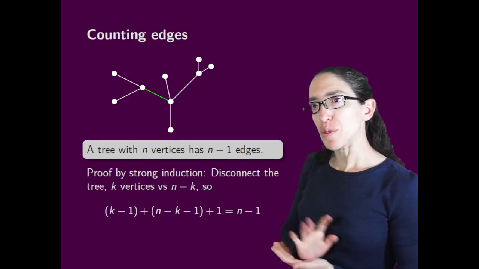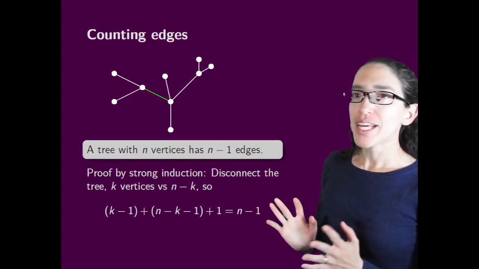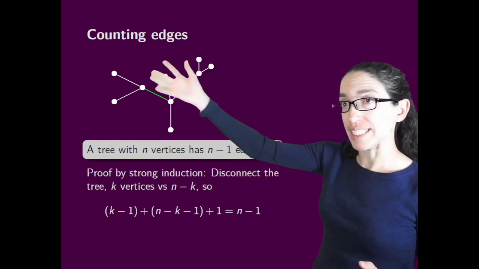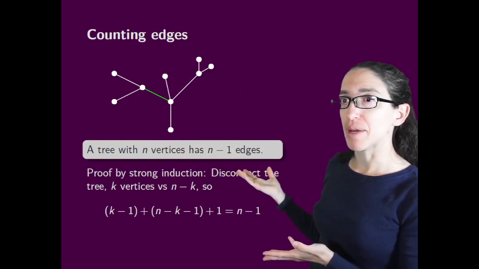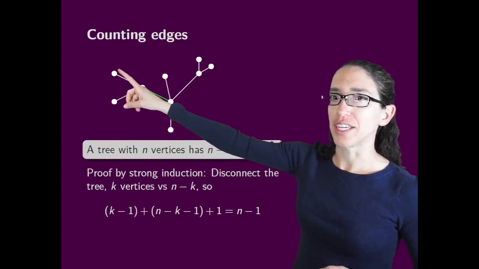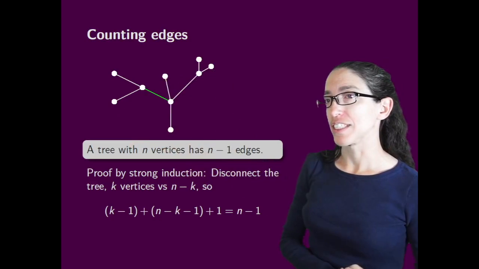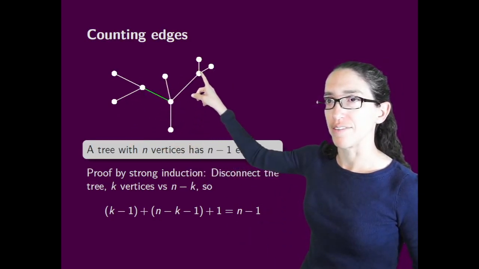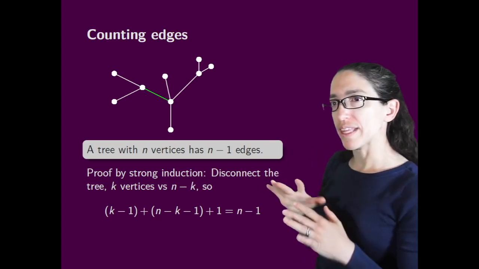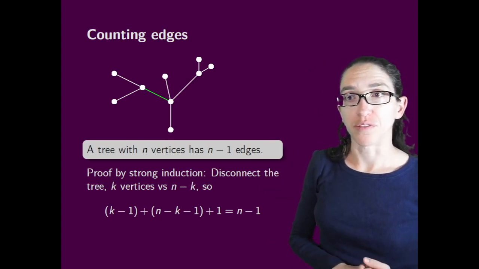Now here's a fact that we proved by strong induction in the strong induction video, but let's look at it again. How many edges does a tree have if the tree has n vertices? Well, a tree with n vertices turns out always has n minus 1 edges. Let's check that on this tree. There's 1, 2, 3, 4, 5, 6, 7, 8, 9 vertices, and 1, 2, 3, 4, 5, 6, 7, 8 edges. So there's always one less edge than the number of vertices, and we can prove this by strong induction on the number of vertices.